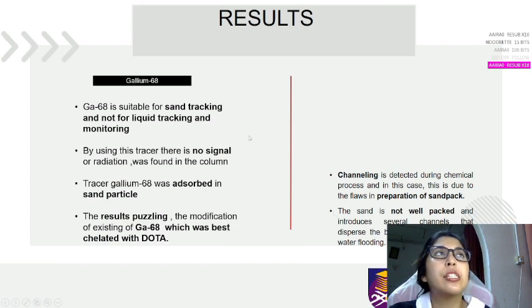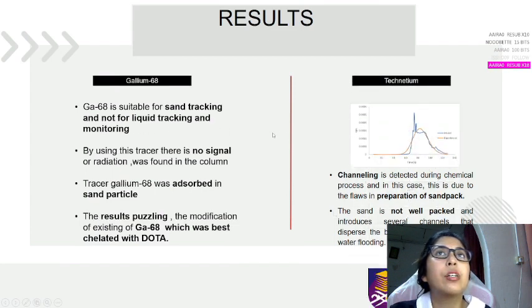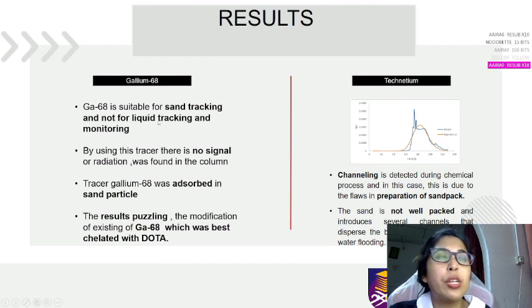So the gallium 68 is suitable for sand tracking and not for liquid tracking and monitoring, based on the result. Using the tracer, there was no signal of radiation found in the column, so the gallium 68 tracer was absorbed in the sand particles. The result is a bit puzzling given the modification of gallium 68, which was best chelated with DOTA. For technetium, a channel is detected during the experiment.